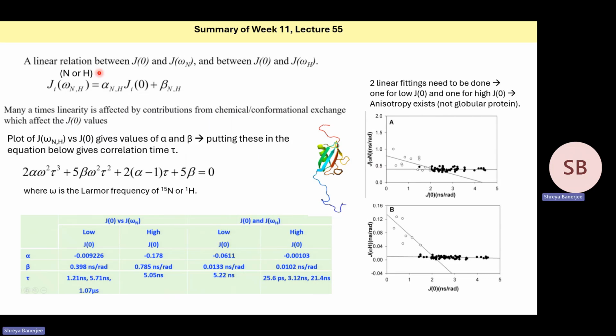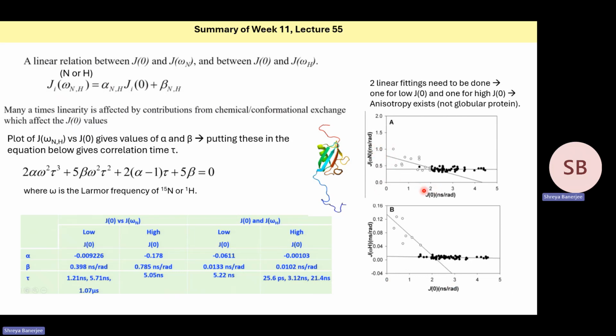Finally, you can define a linear relationship. Suppose you have J(ωN) or J(ωH); they can be correlated to J(0). So J(ωN) or J(ωH) is alpha times J(0) plus beta. Now you can plot J(ωN) or J(ωH) on the y-axis, and J(0) on the x-axis. You can see there are two kinds of values.